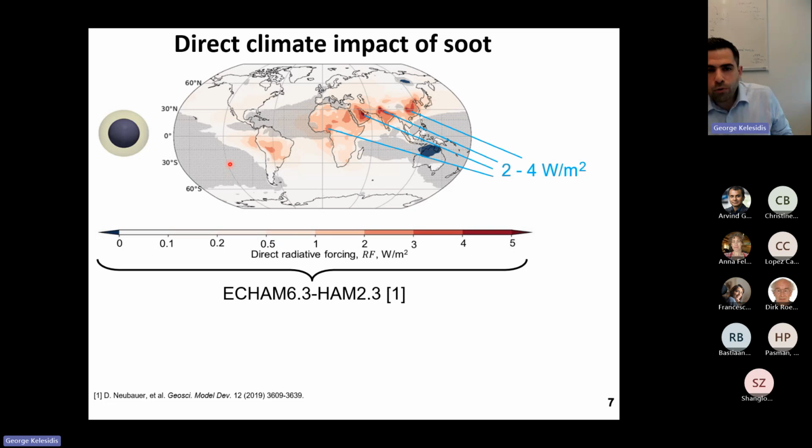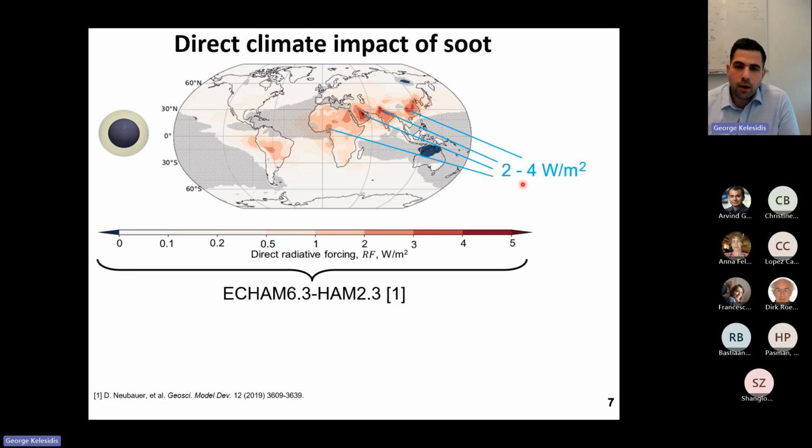The dotted regions indicate changes of the direct radiative forcing that are not statistically significant. So in Europe and North America, the direct radiative forcing of soot ranges between 0 to 0.5 watts per square meter. But there are still hotspots, including China, India, the Arabian Peninsula, and Western Sub-Saharan Africa, where large mass concentrations of soot can induce very large radiative forcings that range between 2 and 4 watts per square meter.